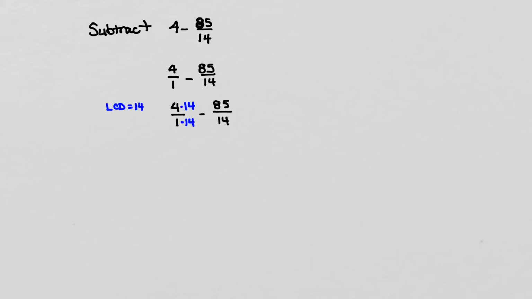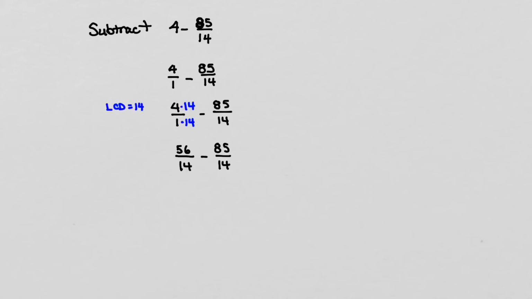Once I know what my denominator has to be, I go about converting that first fraction. 4 times 14 is actually 56, so I have 56 over 1 times 14, which is 14. So I've now converted both fractions. Both fractions have this common denominator of 14.